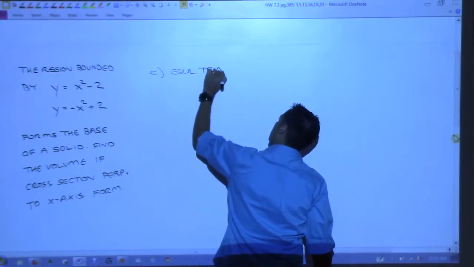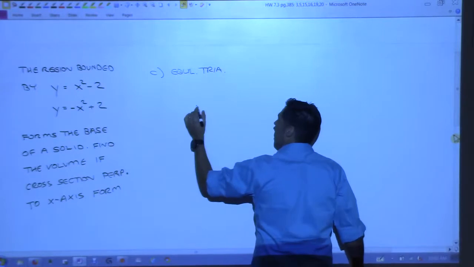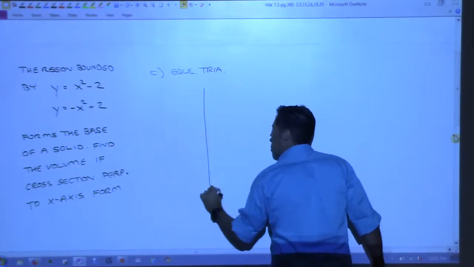Triangle. I'm very lazy there, sorry. Got my three-dimensional picture again.